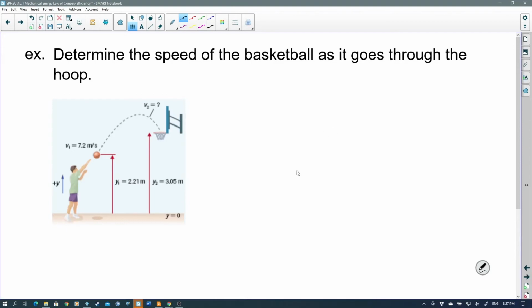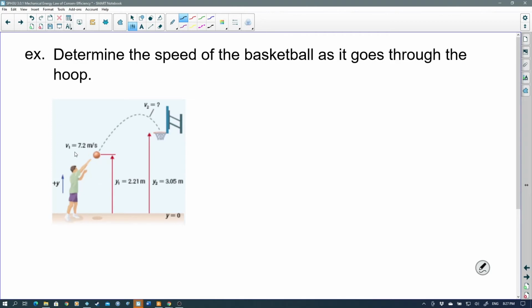This is the question I was mentioning earlier. Determine the speed of the basketball as it goes through the hoop. So this is clearly a projectile motion scenario, but it doesn't matter what path the ball is taking. All that we need is the initial conditions and the final conditions, and we can calculate the velocity going through the hoop. Or sorry, my mistake, the speed going through the hoop.